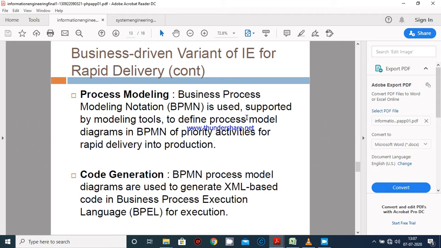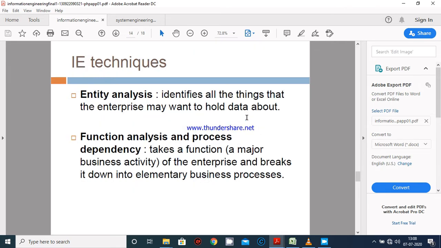Next variant of information engineering is code generation. As earlier I talked about BPMN, that is business process modeling notation. Its process model diagrams are used to generate XML-based, that is extensible markup language based, code in business process execution language, that is BPEL, for the execution of the final product.